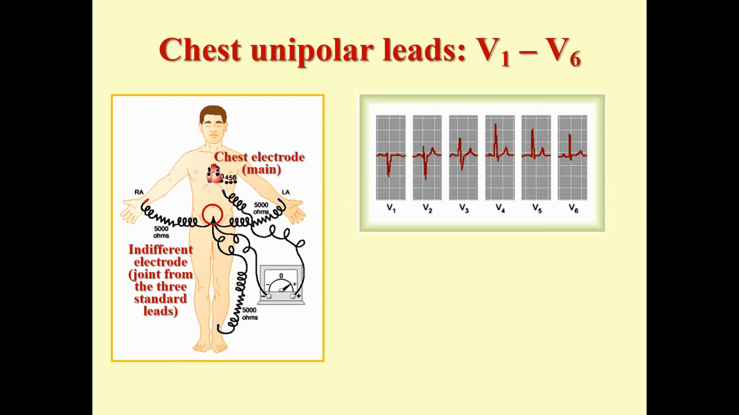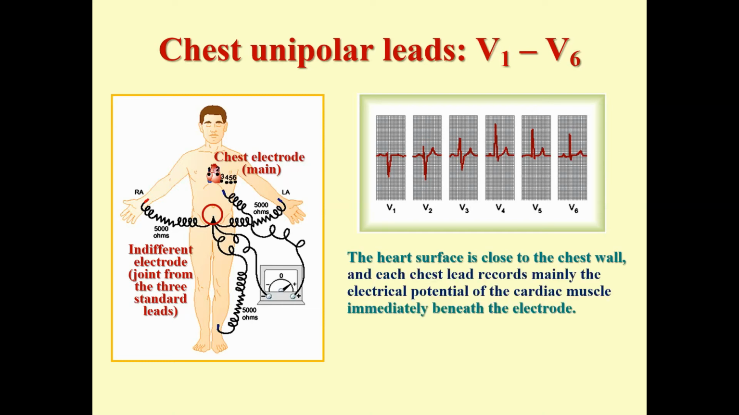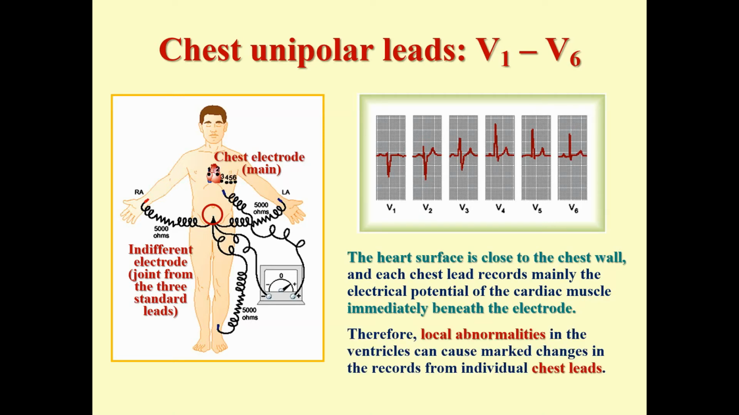And as the electrode is located exactly on the chest surface, each electrode has an axis that passes through the heart, through different portions of the heart. And so it shows the state of the portion of the heart that is located closest to this electrode. And it enables us to detect local abnormalities.